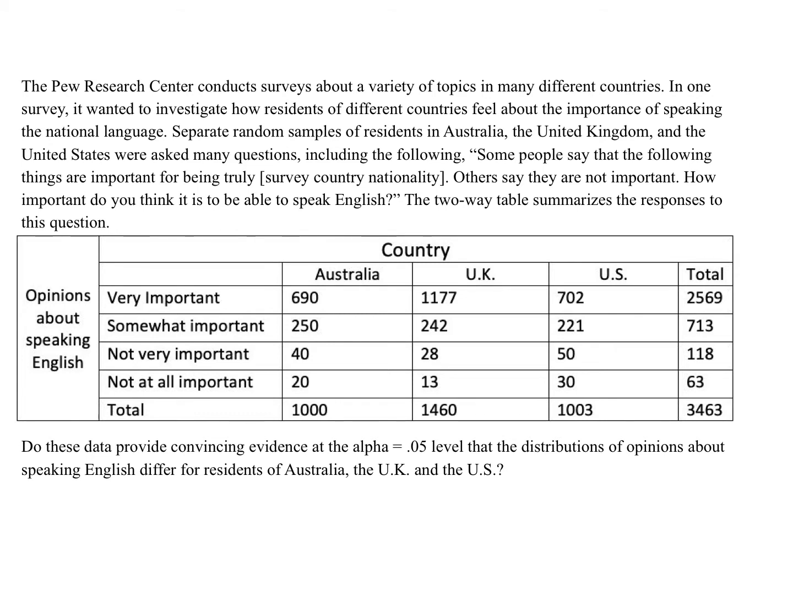So we have multiple populations here. We have 3 different countries and citizens from 3 different ones. And then we are asked their opinion about speaking English. So one variable across 3 populations. We are asked, do these data provide convincing evidence at the alpha equals 0.05 level that the distributions of opinions about speaking English differ for residents of the 3 countries? So this is definitely a chi-square for homogeneity. We're looking at the distribution of one variable across multiple populations.